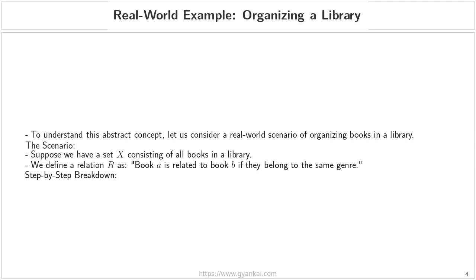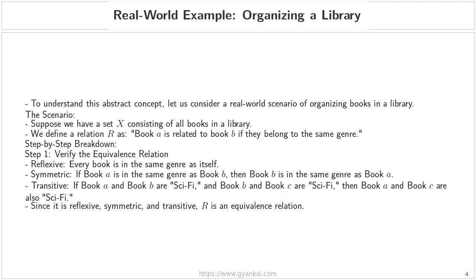To see how this works, we will follow a step-by-step breakdown. Step 1 is to verify that this is indeed an equivalence relation, as we discussed in our previous slides. First, the relation is reflexive because every book is naturally in the same genre as itself. Second, it is symmetric. If book A is the same genre as book B, then it must be true that book B is the same genre as book A.